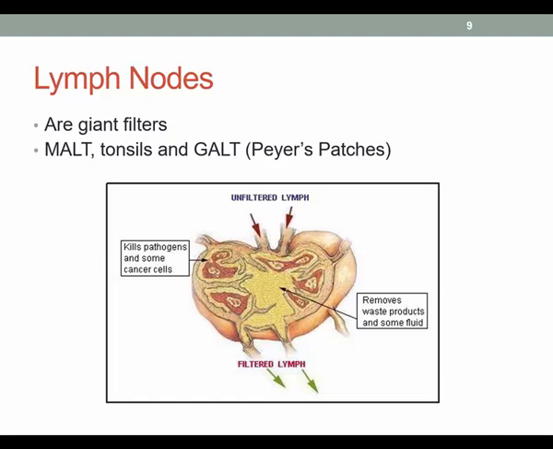Again, lymph nodes act like filters. They clean the fluid as it moves through. There's lots of white blood cells there that do phagocytosis. Some examples of large lymph nodes are the tonsils, also the gut-associated lymph tissue, and the mucus-associated lymph tissue found in the respiratory system. Peyer's patches or GALT, lots of lymph node-like things in your intestines because our food is not sterile, and we need lots of white blood cells to eat all the bad stuff up, all the microbes on your food.